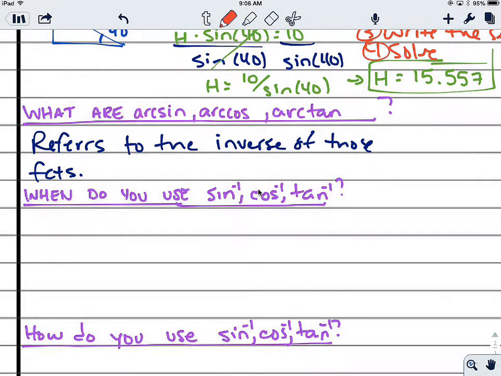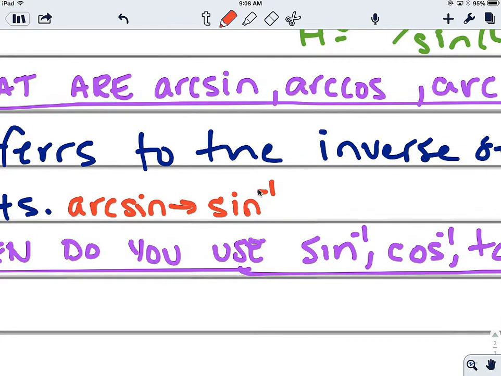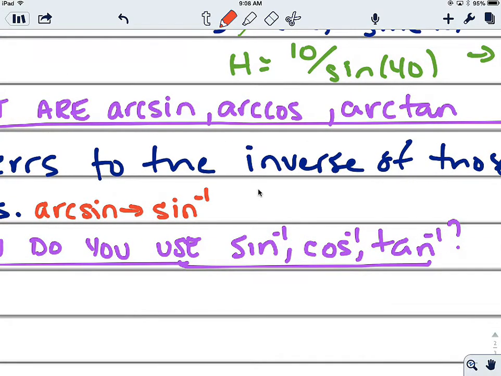The way you probably see them most often, instead of seeing arcsine, you'll actually probably see it written as sine, and then you'll see this -1 power. That -1 is just a default way of saying it's the inverse of this function, not the actual function.